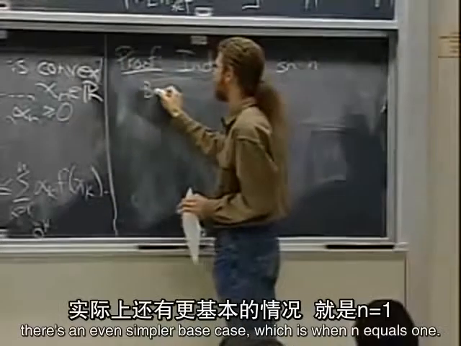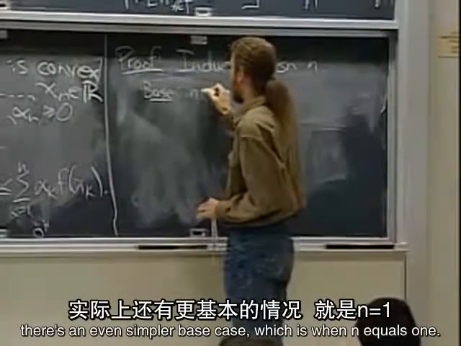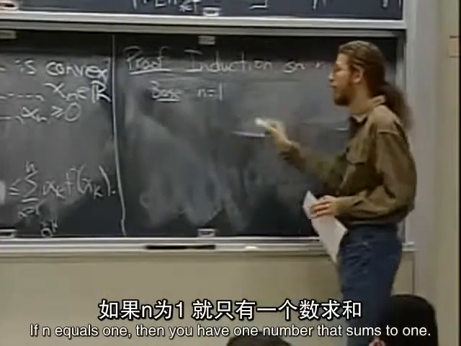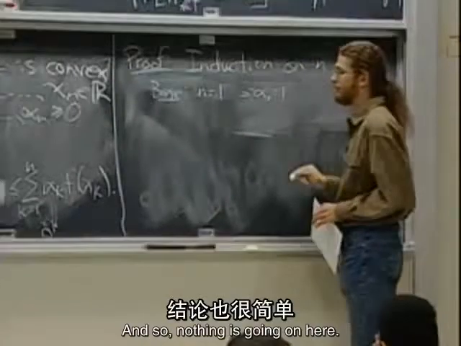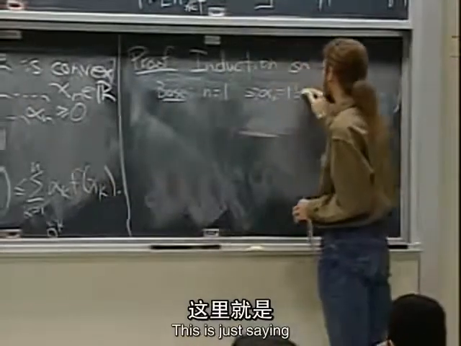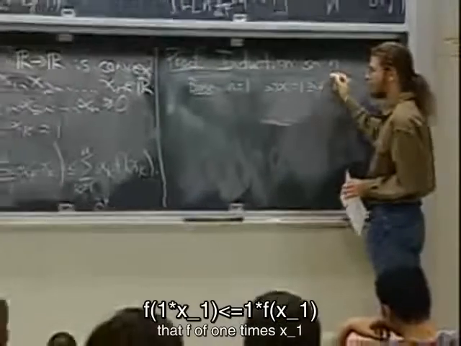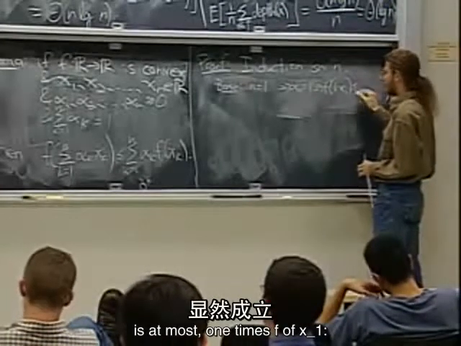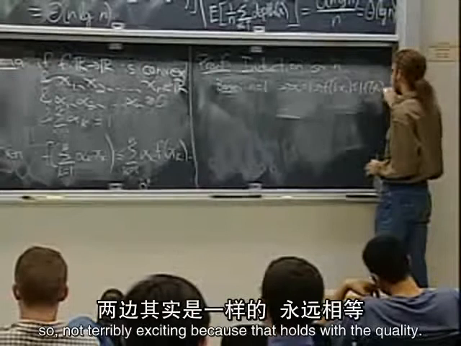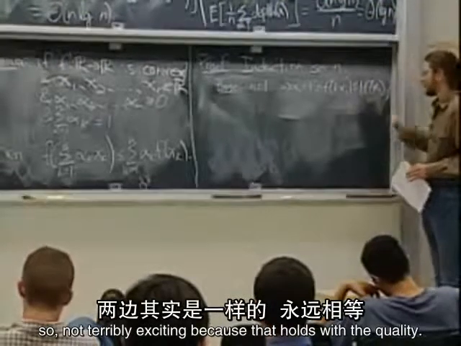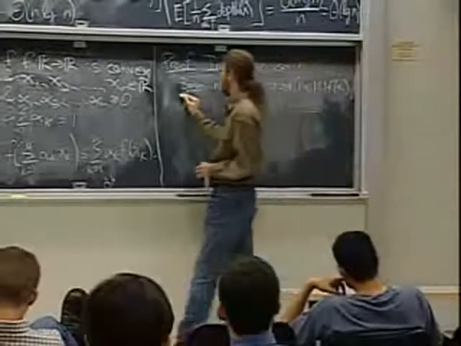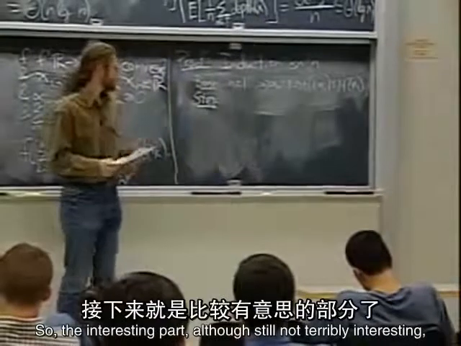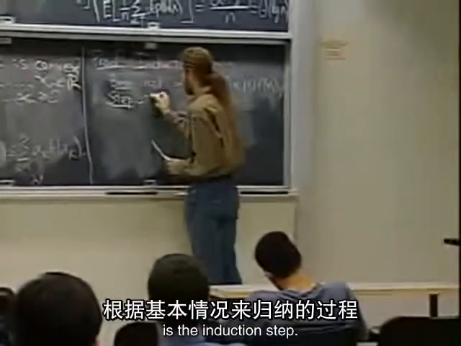In fact, there's an even simpler base case, which is when n equals 1. If n equals 1, then you have one number that sums to 1, so alpha 1 is 1. And so nothing's going on here. This is just saying that f of 1 times x1 is at most 1 times f of x1. Not terribly exciting, because that holds with equality. So we don't even need the n equals 2 base case. The interesting part, although still not terribly interesting, is the induction step.